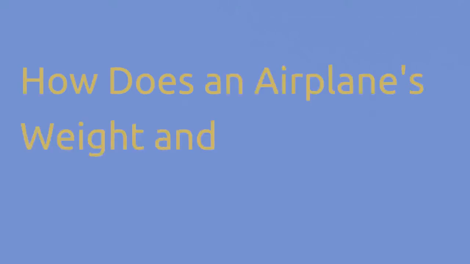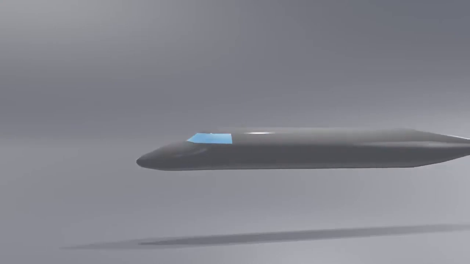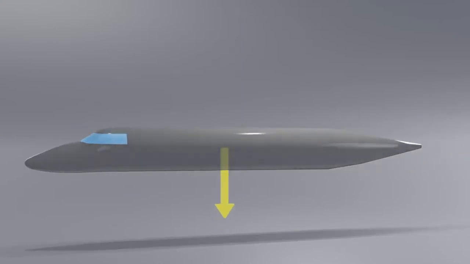How does an airplane's weight and balance affect its performance? Let's build our own airplane to find out. Here's a fuselage. Its weight will pull it downward through its center of gravity. And what's an airplane without wings? As you'd know, the wings' lift and induced drag forces act through its center of pressure.